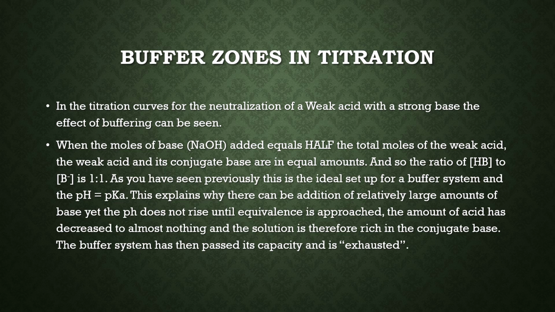Now in titrations, which we'll get to as part of our volumetric analysis section of the course, the titration curves for the neutralization of a weak acid with a strong base, you can see buffering there as well. When the number of moles of base, which is sodium hydroxide, equals half the total number of moles of the weak acid, the weak acid and its conjugate base are in equal amounts, and that's a buffer. So the ratio of weak acid to conjugate base is 1:1. As you've previously seen, this is the ideal setup for a buffer system, and the pH equals what's called the pKa.